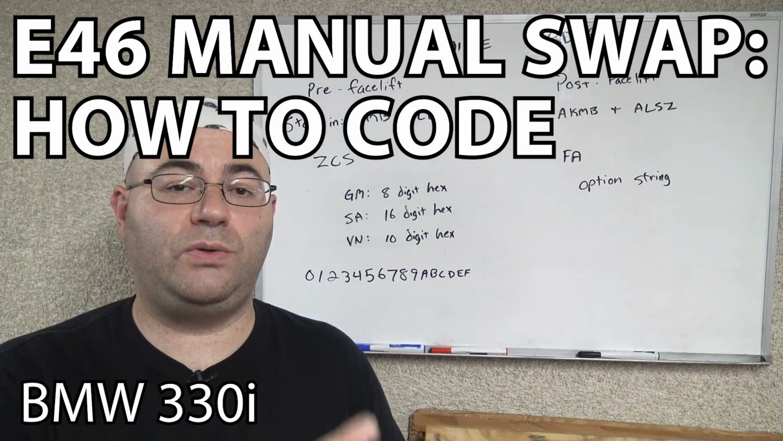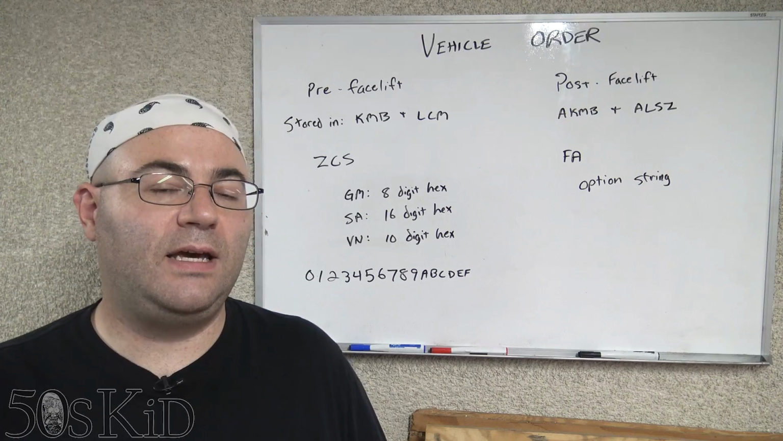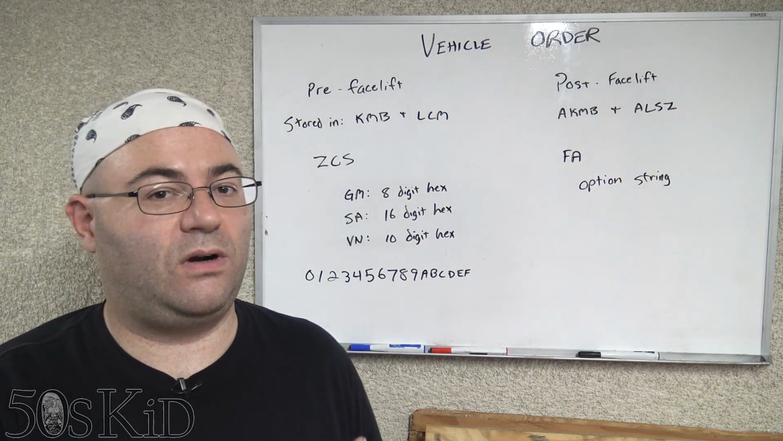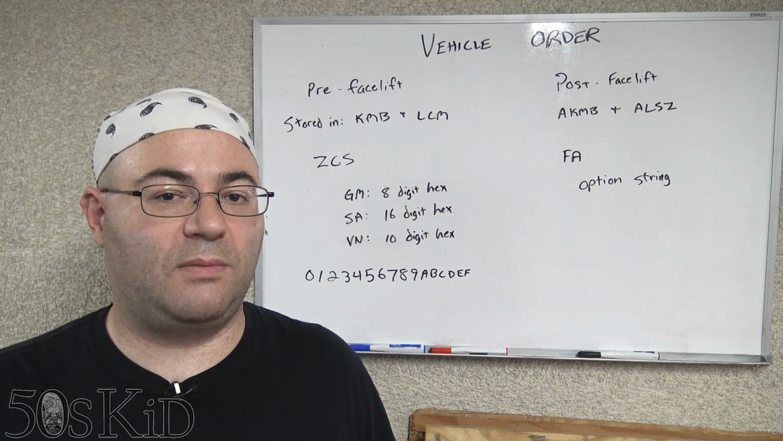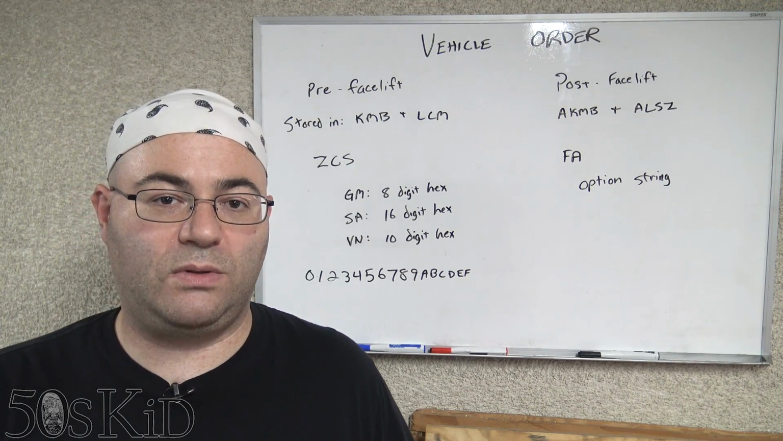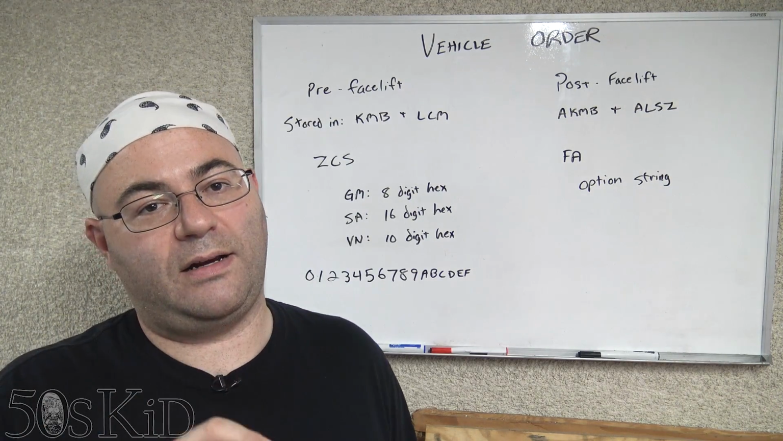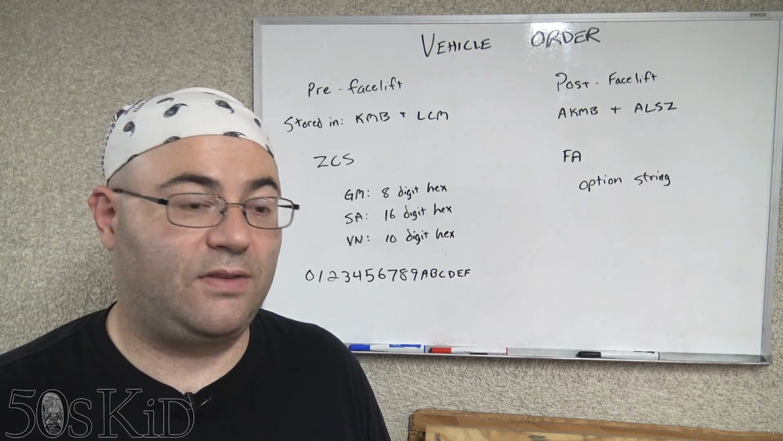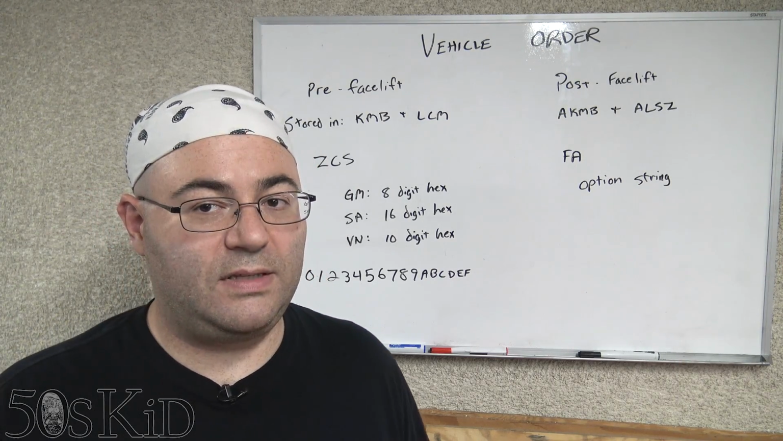This is part 2 of my coding series. In this video, we're going to be recoding the vehicle order in the car so that we get rid of the automatic transmission, so we have a true manual car. That'll get rid of the little gear icon in the cluster, as well as the DTC codes in the transmission module.